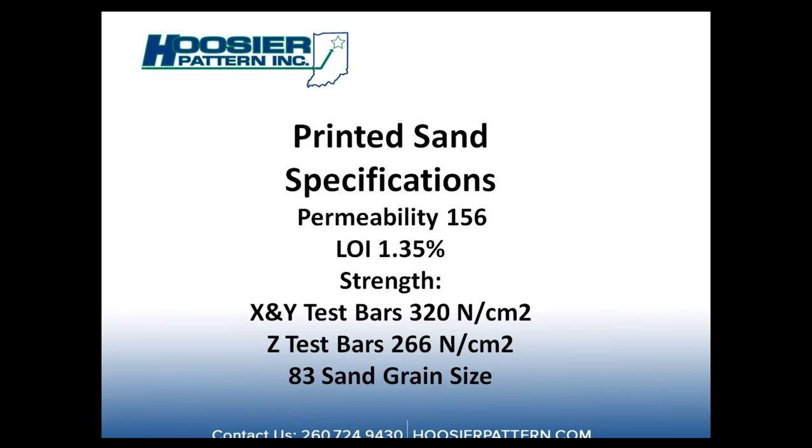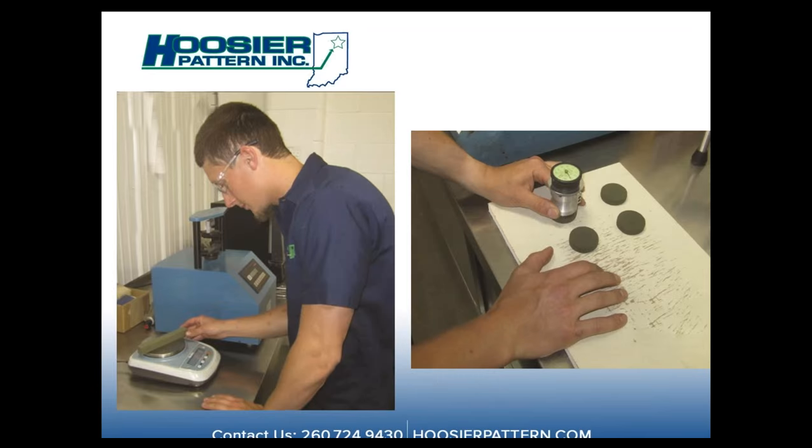Z's are always a little bit weaker due to the layers, so there's a little bit lower strength on those. And currently we're using an 83 GFN sand grain. Now, we'll be happy to share these test results with you or send you coupons for you to verify in your sand lab. And here are some pictures of our sand lab and our operator checking them.